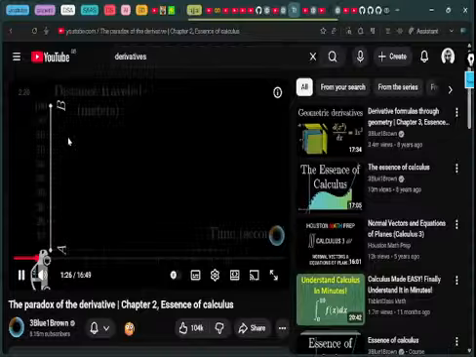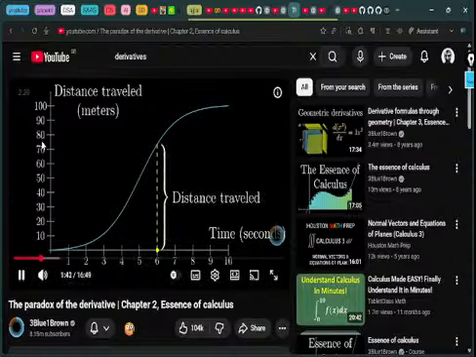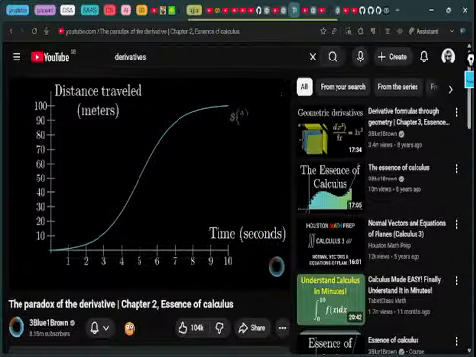We could graph this motion, letting the vertical axis represent the distance traveled and the horizontal axis represent time. So at each time t, represented with a point somewhere on this horizontal axis, the height of the graph tells us how far the car has traveled in total after that amount of time. It's pretty common to name a distance function like this s of t.